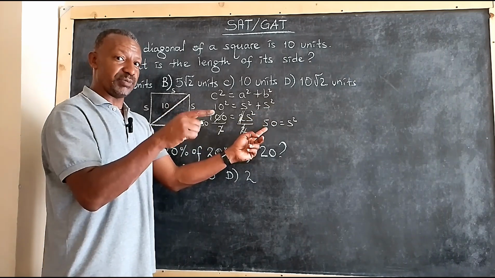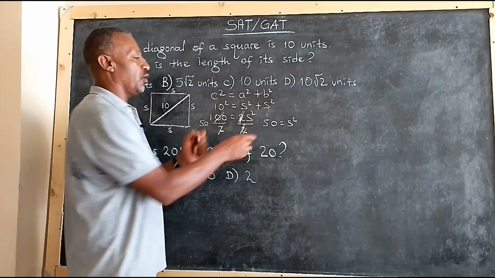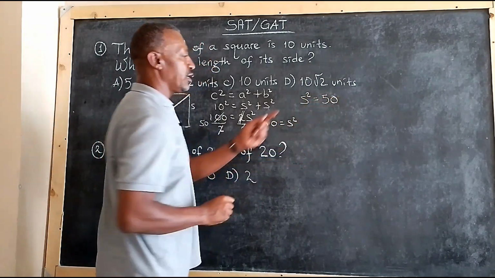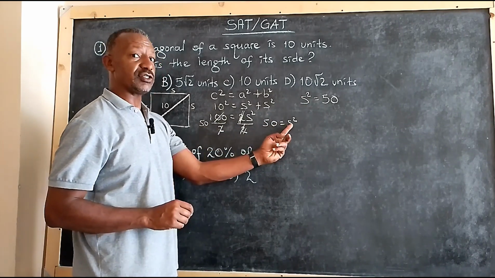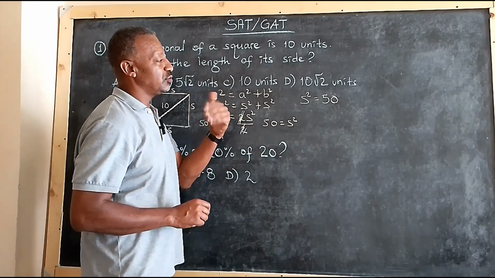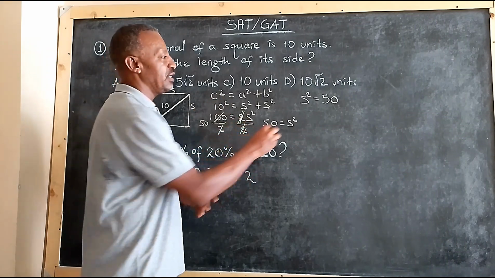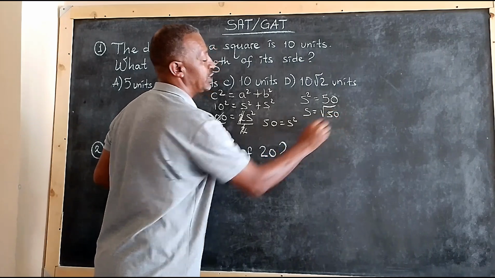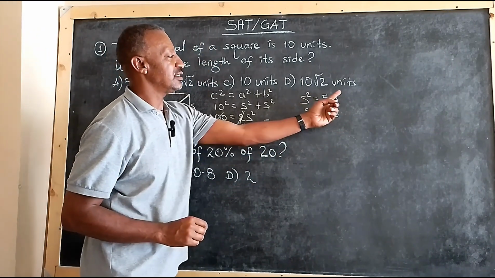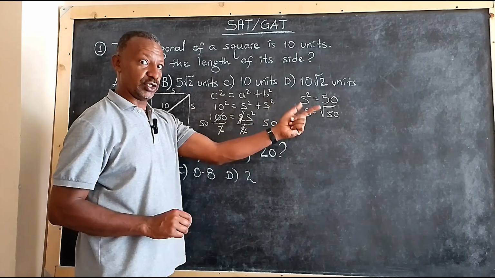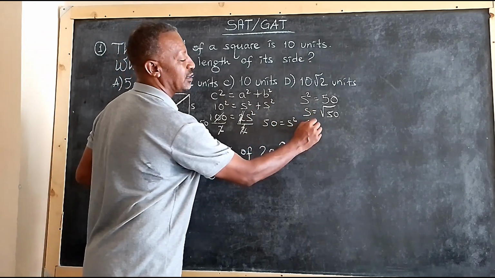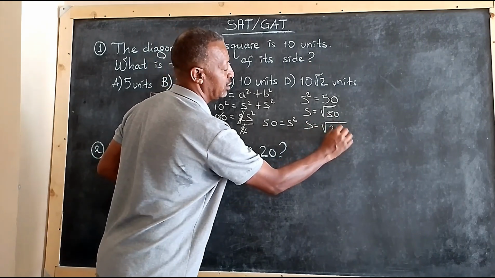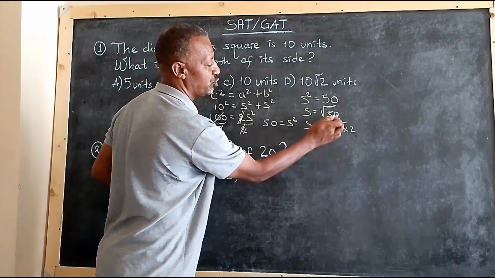If a is equal to b, then b is equal to a, so if I change the sides, you don't have to bother. s squared is equal to 50, 50 is equal to s squared. I'm saying this to make you understand in a very easy manner. This means that s is equal to the square root of 50. So s is equal to the square root of 25 times 2.